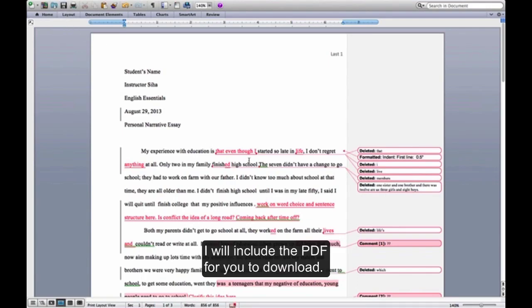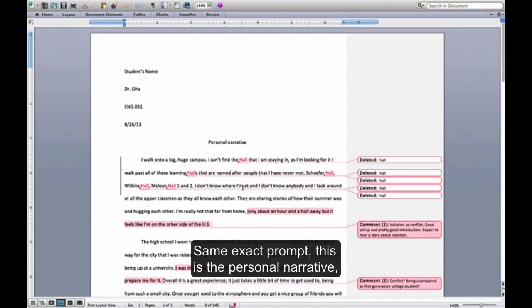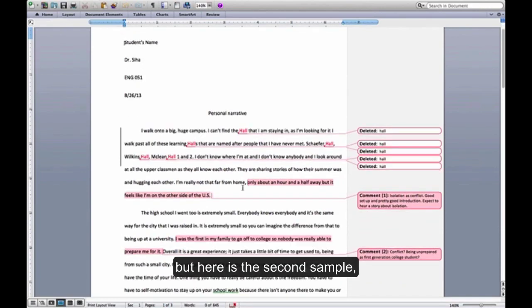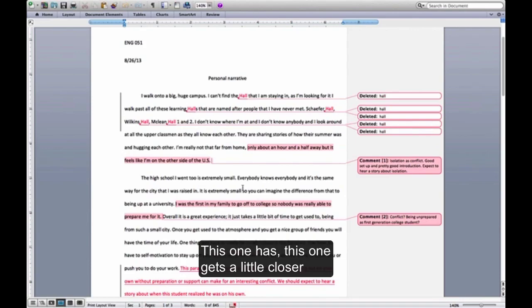I will include the PDF for you to download. Let's move on to another essay. Same exact prompt. This is the personal narrative, but here's the second sample. And this one's a little bit better. This one gets a little closer to a central conflict.